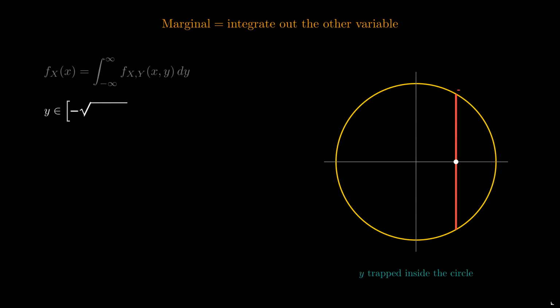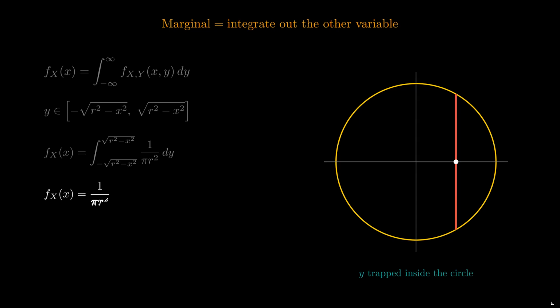Solving x squared plus y squared equals r squared for y gives the chord's endpoints, y equals plus or minus the square root of r squared minus x squared. So the integral becomes 1 over pi r squared, integrated over y from minus that square root to plus that square root. That's just the density times the length of the interval. The bracket evaluates to 2 times the square root of r squared minus x squared. F of x equals 2 over pi r squared times the square root of r squared minus x squared for x between minus r and r.